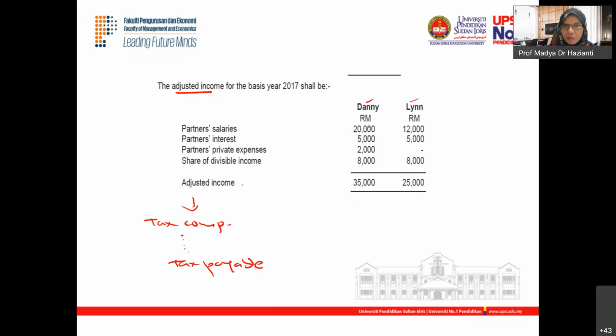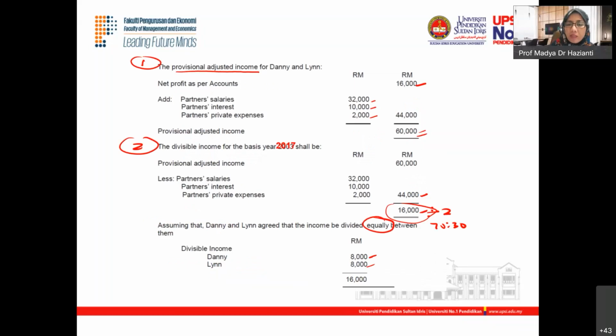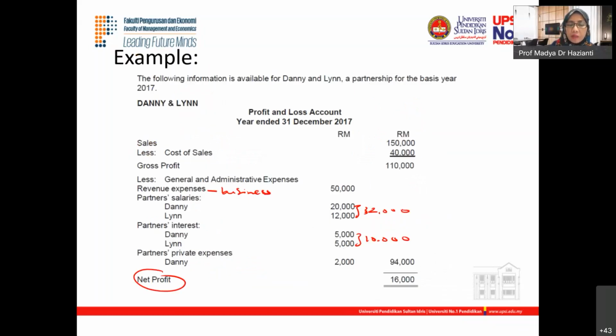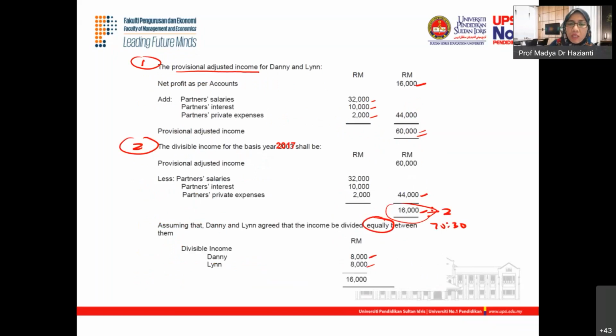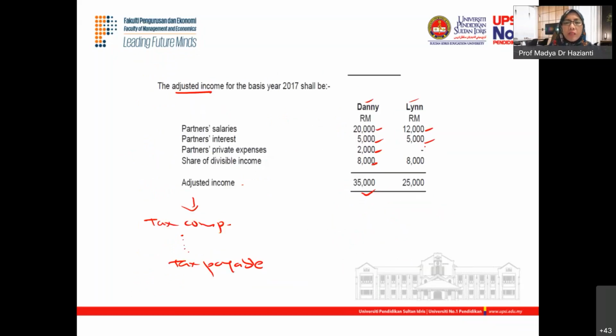So here kita tengok balik untuk Danny. Salary dia tadi 20,000, interest dia 5,000, dia ada private expenses 2,000, balik sini balik tadi private expenses tadi, Danny punya. And share of divisible income yang kita baru kira tadi 50-50 tu 8,000. So adjusted income untuk Danny ialah 35,000. Untuk Lynn dia ada salary 12,000, dia ada interest 5,000, private expenses tak ada sebab tadi Danny je kan. And share of divisible income 8,000. So total untuk Lynn ialah 25,000. So like I said, they will bring this figure to compute their tax computation sampailah dapat tax payable.